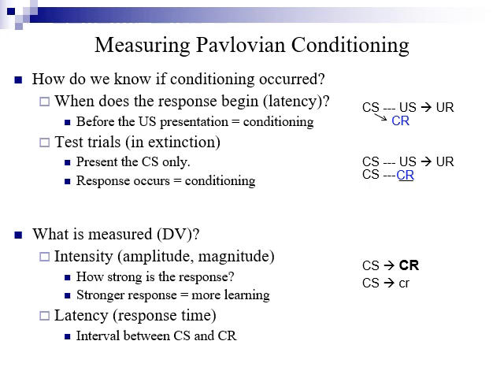The other measure is latency, or response time. We look at the interval between when the CS is presented and the conditioned response occurs. So essentially we're just looking at the time between the presentation of the CS and the occurrence of the behavior. And by looking at these things, we're looking for changes in behavior, changes in intensity, changes in response time. Remember that learning is a change in behavior.